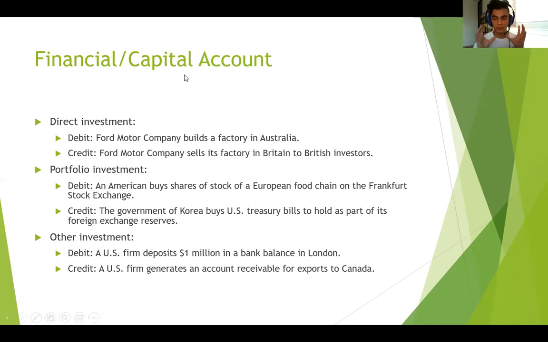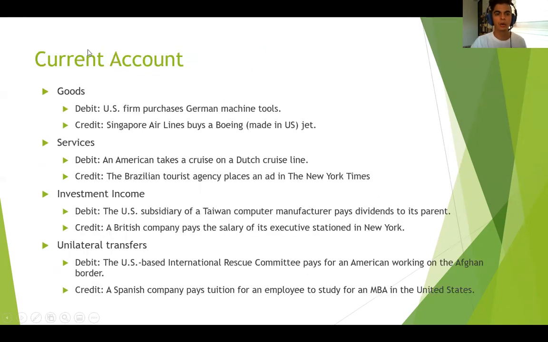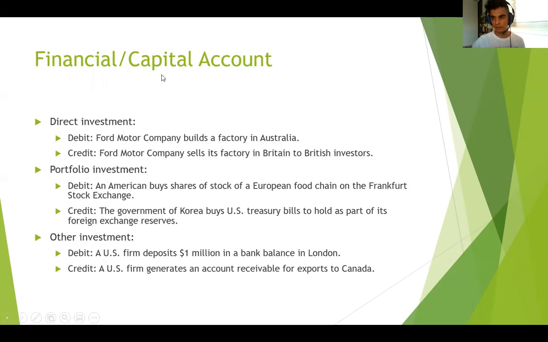But again, don't worry. Remember, take note of this. I will not ask you for the sub account. I will only ask you for the main account, to classify a transaction in terms of whether it is financial or capital, or is this current account, or is this, I will explain in a second. So we will do some exercises in a few moments, and I think with that it will be even clearer, right? So I hope this is fine. I hope you are understanding the accounts, and let's move to the next one.